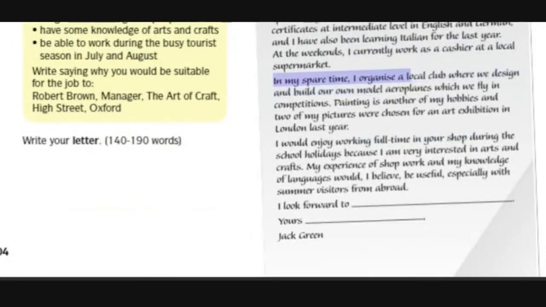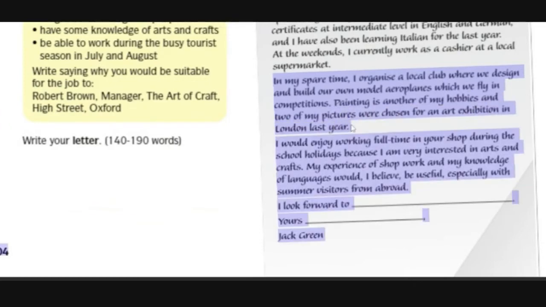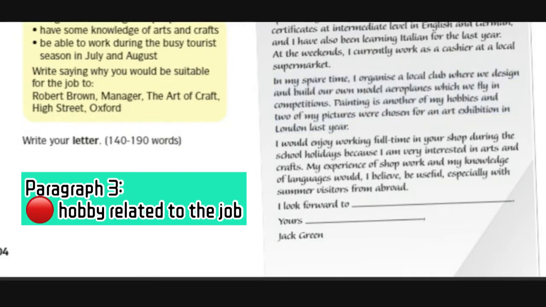In my spare time, I organize a local club where we design and build our own model aeroplanes, which we fly in competitions. Painting is another of my hobbies. And two of my pictures were chosen for an arts exhibition in London last year. Okay, so here she writes about her hobby, right? In my spare time. Spare time means in her free time. Okay? And she organized a local club. And then she designed and built aeroplanes. And she mentioned that painting is a hobby.